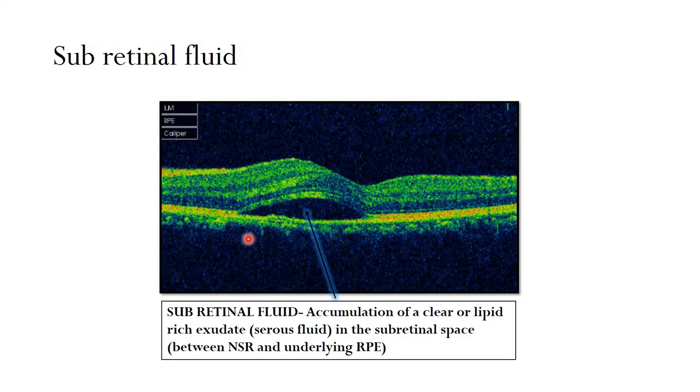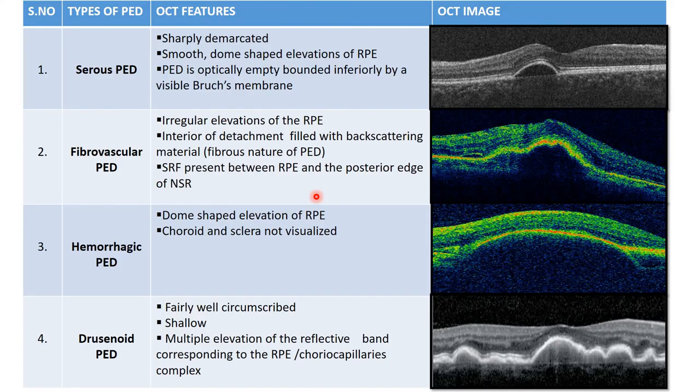So see, this is how the retina bulges up when there is a subretinal fluid, and in this case it has a clear fluid, which is leading to a detachment of the retina. So coming to the types of PED, as we said before, it can be divided into serous PED, fibrovascular PED, hemorrhagic, and drusenoid PED.